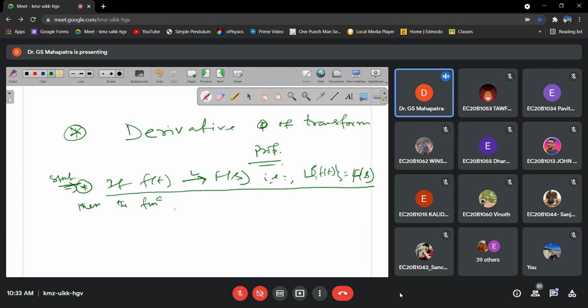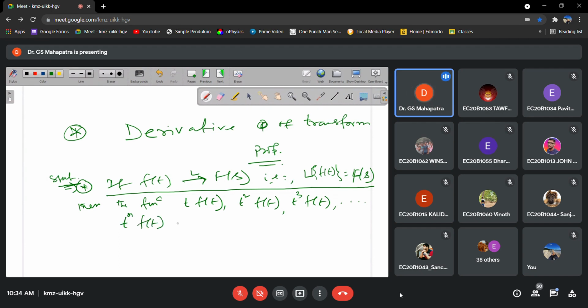Okay, t to the power t into f of t. What will be the Laplace transform? Correct. Then t square f of t. What will be the Laplace transform? So you just see, second part is given. First part is not given. Correct. t cube f of t. So and so on. So we can write the function t to the power n f of t. What will be the Laplace transform?